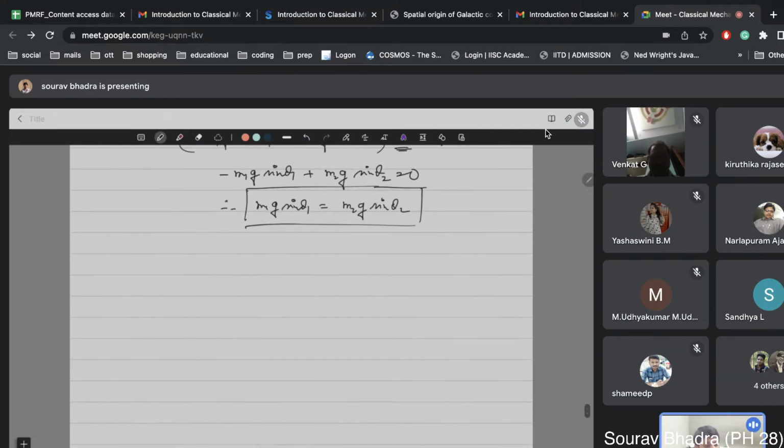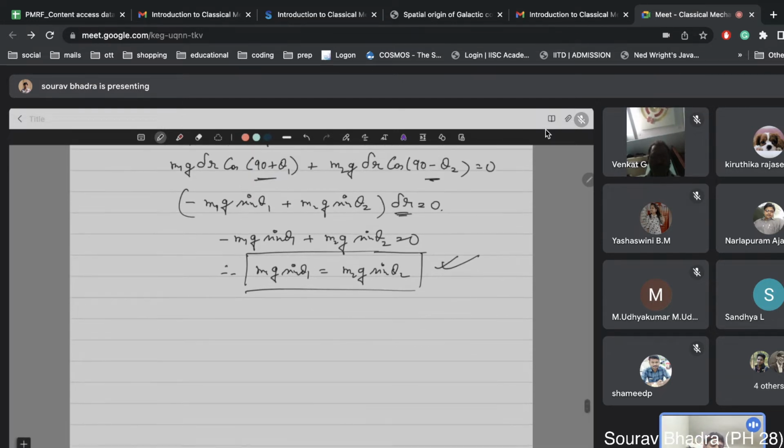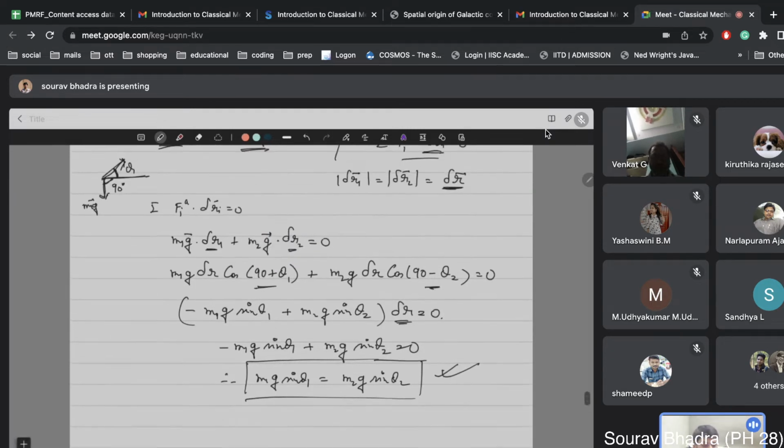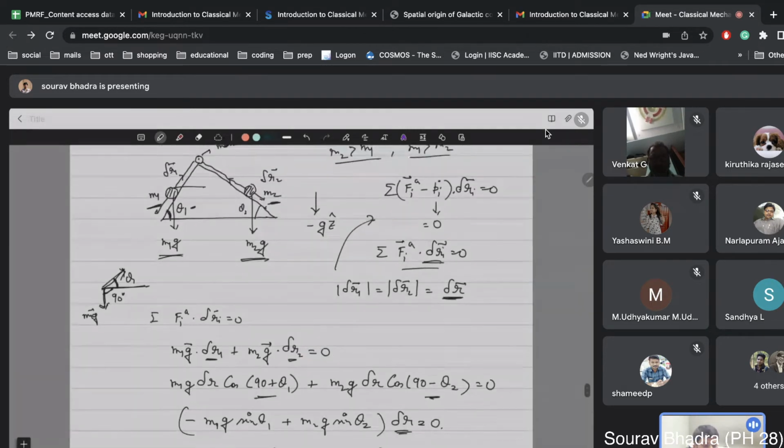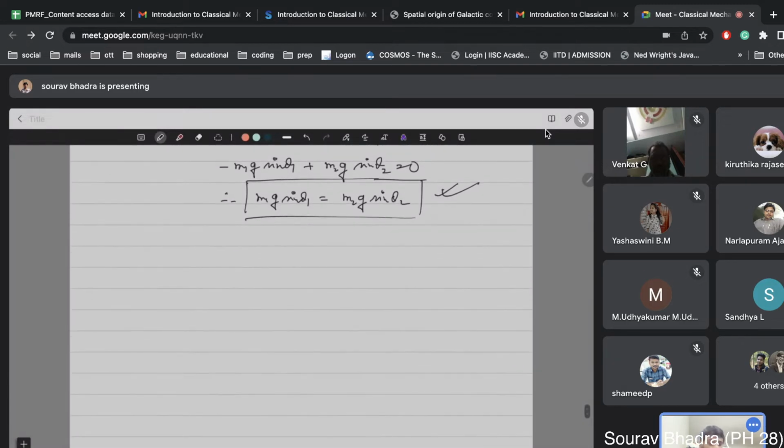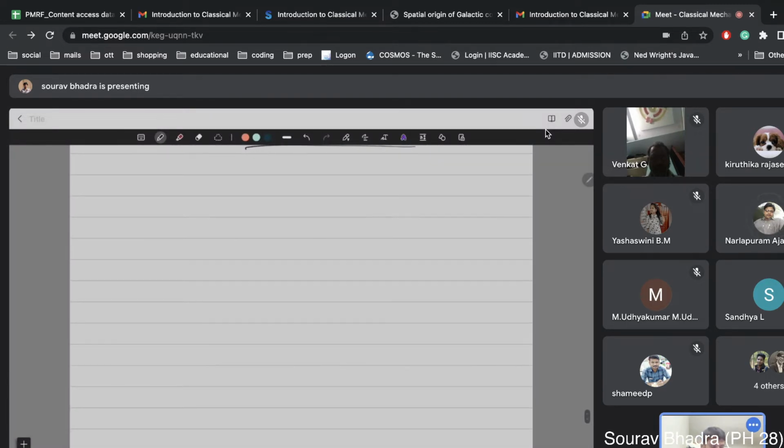Okay, so this is the very common condition, you already have used this for the stable equilibrium. I think this is the condition that is coming from the D'Alembert's principle also. Okay, now let us go to another example, that is called Atwood machine.